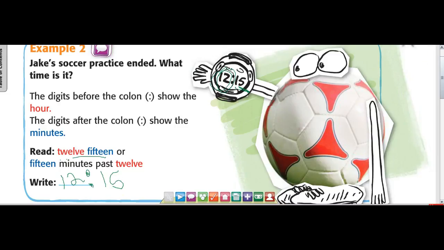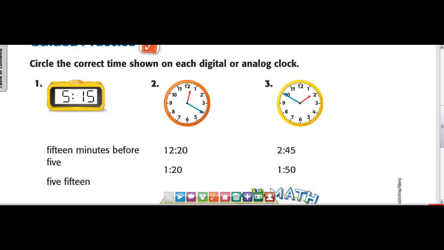Let's look at the examples, please. I'll do a couple of examples. I'll do number 1 for you, and then you could do 2 and 3. It says circle the correct time shown on each digital or analog clock. The clock shows, what time is this? 5:15. So is it 15 minutes before 5 or 5:15? 5:15. If it was 15 minutes before 5, that would be 4:45. All right, go ahead and do 2 and 3 for me, please.